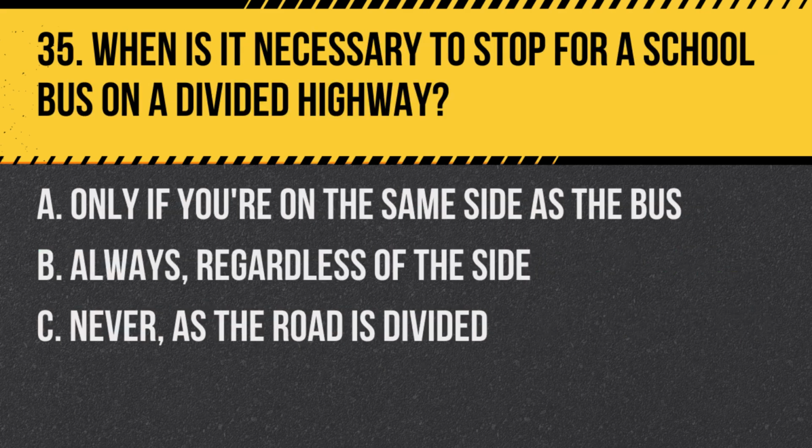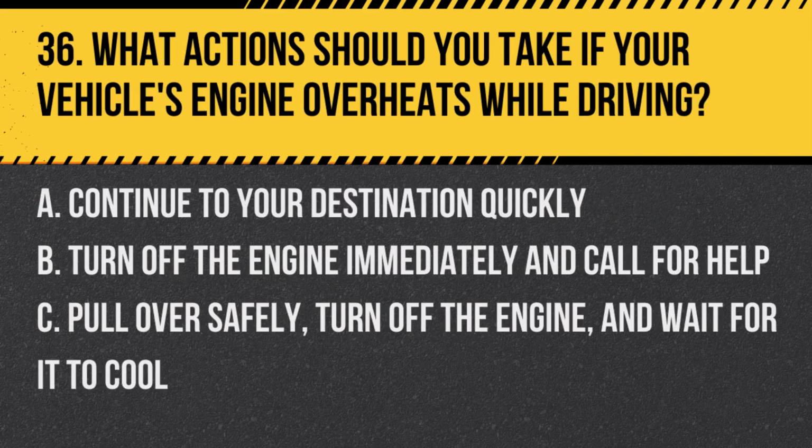Question 35. When is it necessary to stop for a school bus on a divided highway? A. Only if you're on the same side as the bus. B. Always, regardless of the side. C. Never, as the road is divided. Answer. A. Only if you're on the same side as the bus. On a divided highway, you need to stop for a school bus with flashing lights if you're on the same side of the road.